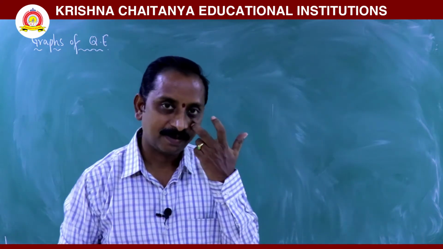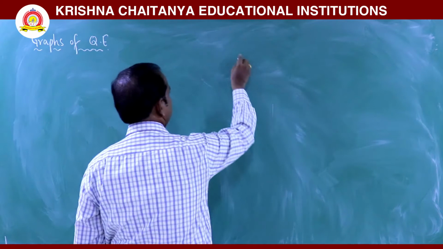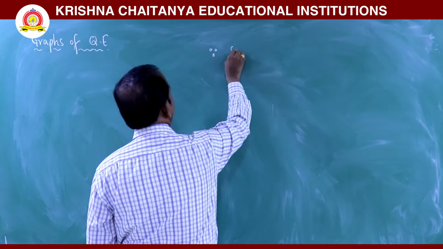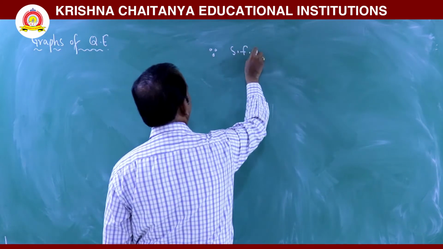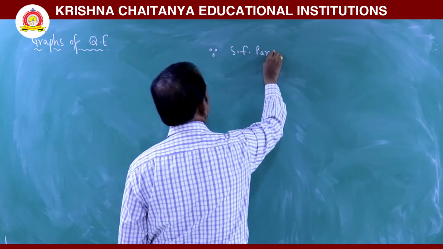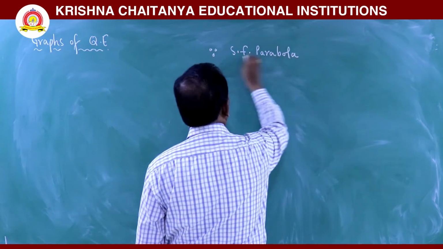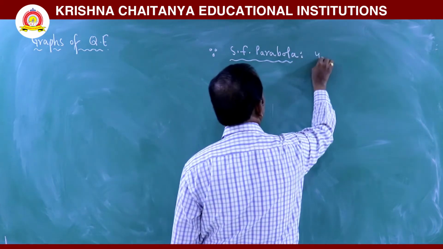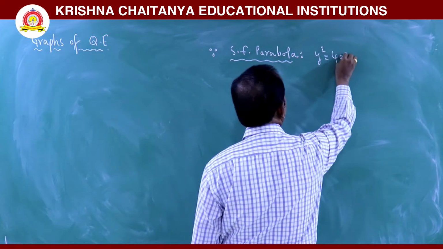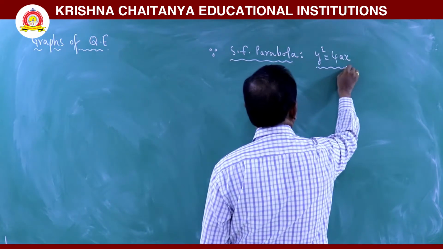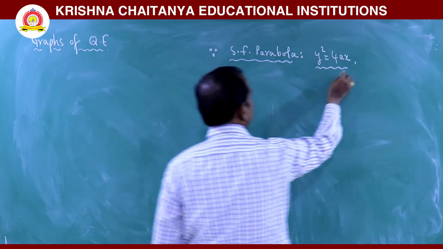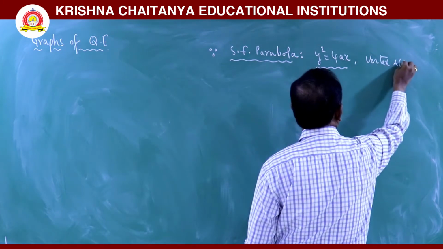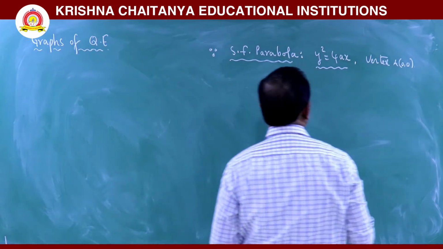So, what is the standard form of the parabola? The standard form of a parabola is y square is equal to 4ax. Of this parabola, the vertex is 0, 0.